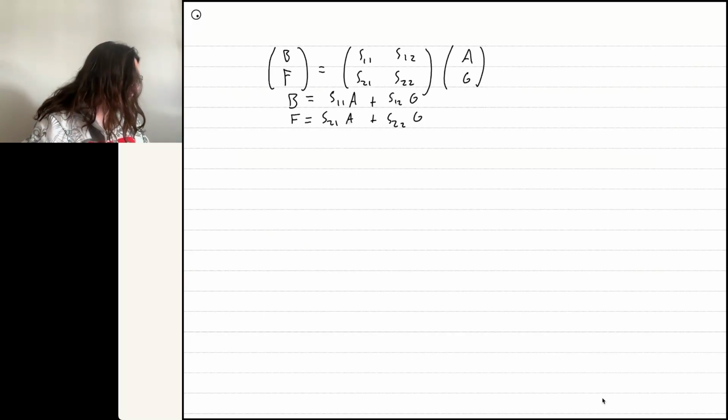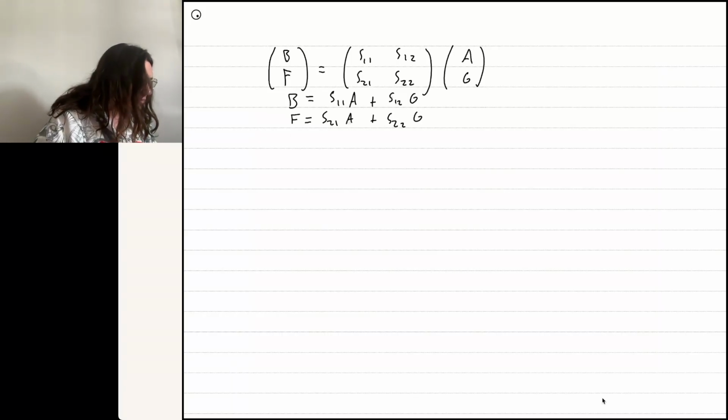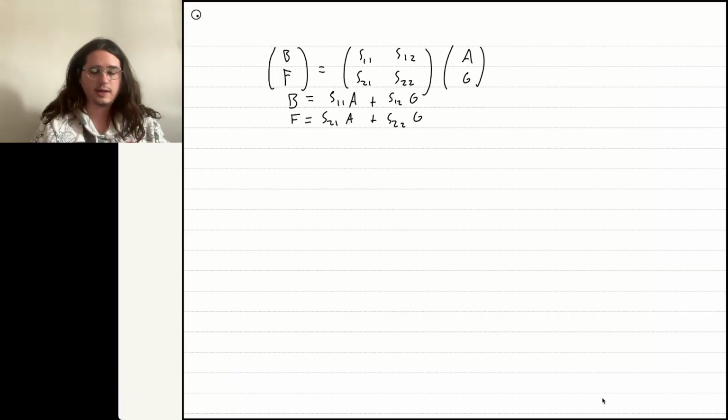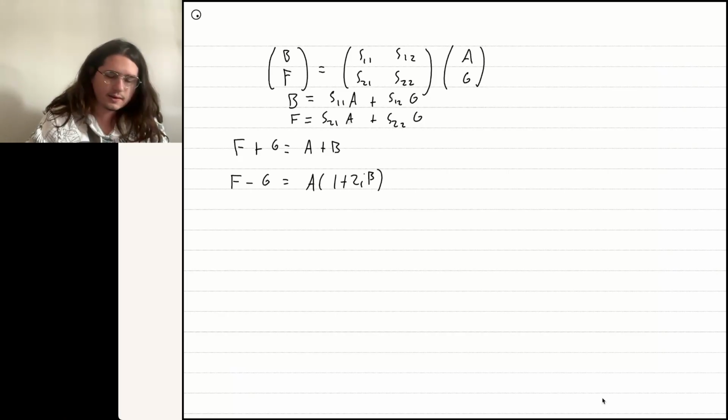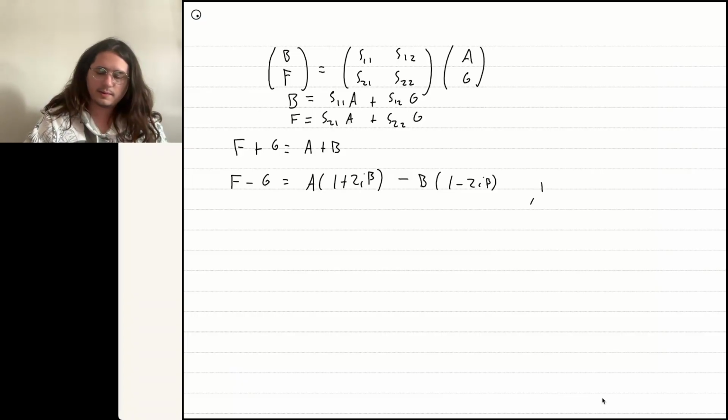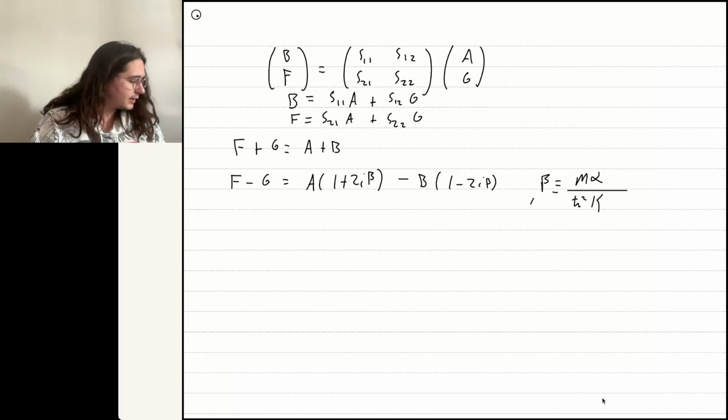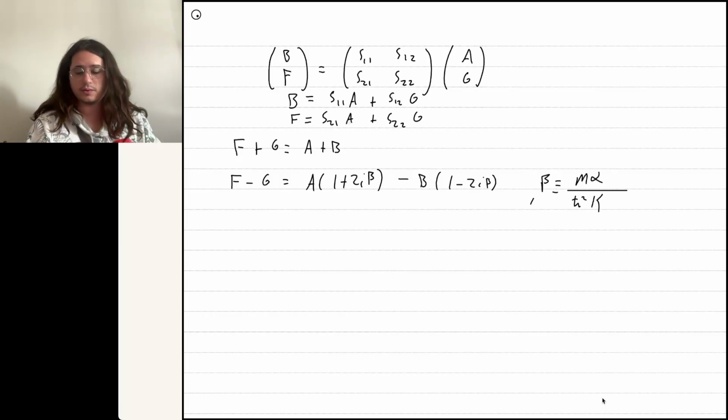The first part of the problem is to do this for the delta function well. If you go back to that part of the book, which is what I'm doing right now, you get a couple of equations which describe the relationship between F and G and A and B. You get equation 2.136, F plus G equals A plus B, and also F minus G equals A times 1 plus 2i beta minus B times 1 minus 2i beta, where beta is defined in terms of physical constants: the mass of the particle you're shooting into the potential divided by h bar squared, k, where k is the momentum of the particle.